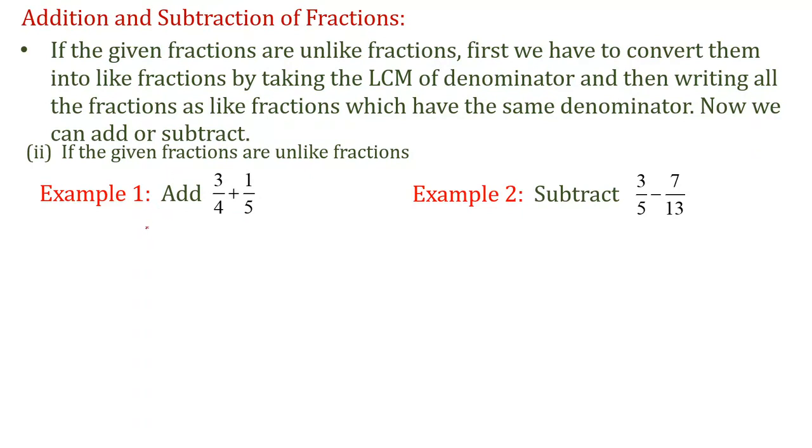First you have to take the LCM of the denominators. What are the denominators here? LCM of 4 comma 5 is equal to... if the given two numbers have no common divisor, then you just have to multiply them to find out the LCM. What is the product of 4 and 5? 4 fives are 20. So that itself is the LCM.